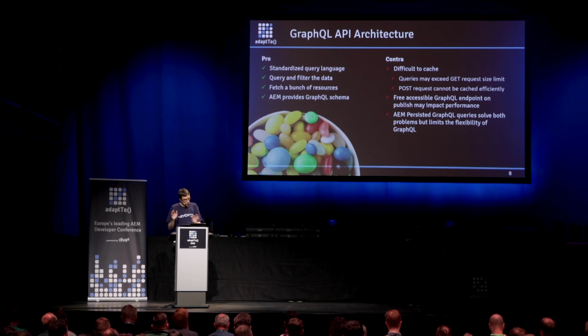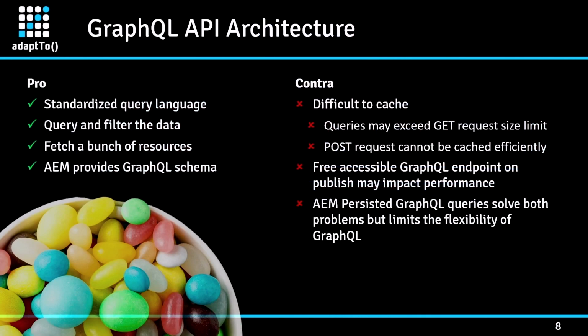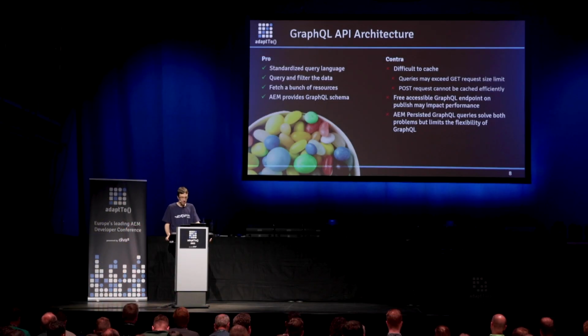Contra, in pure GraphQL, it's difficult to cache the responses. If you have very complex queries, they may exceed the GET request size limit. And then you have to switch to POST requests. This is a limitation of the HTTP specification. And POST requests, of course, cannot be cached very well. And if you allow free access to your GraphQL endpoints on public published servers, then of course this may be misused by people outside there, and this may lead to performance problems if they can fire any complex queries which just tear the publishers down.